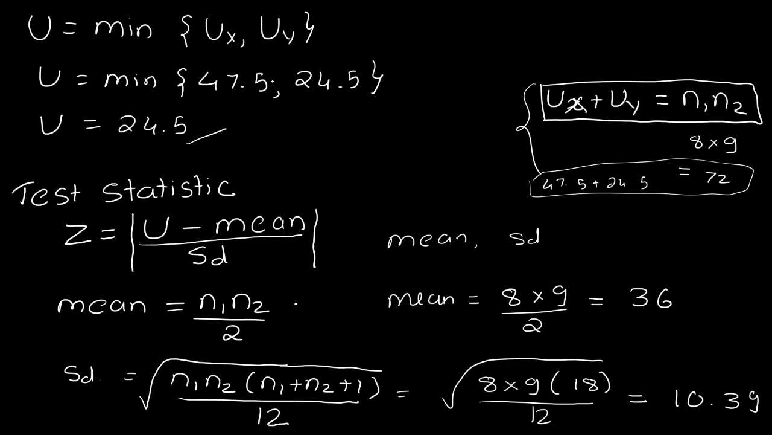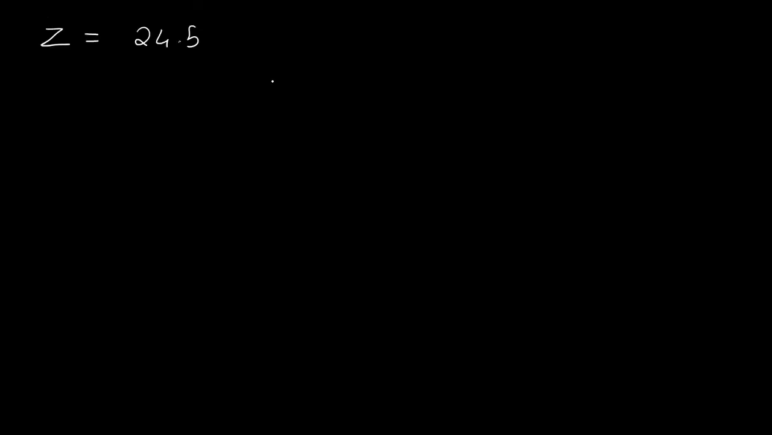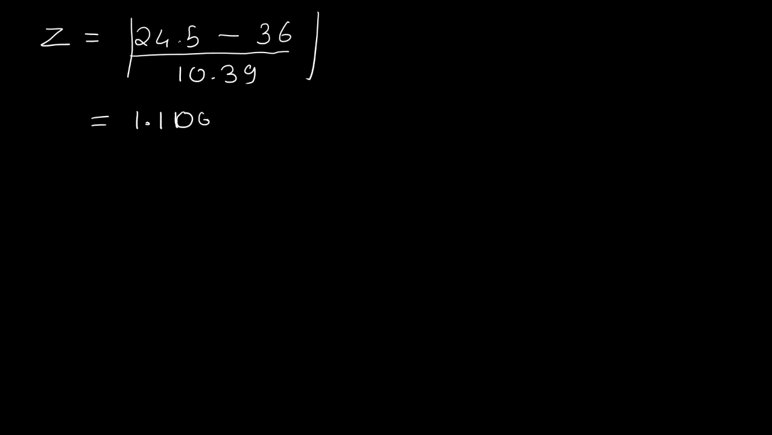Z is equal to U minus mean upon the standard deviation. U value is what? 24.5, which we have found. Okay, U we have calculated as 24.5. Next is writing the mean. Mean was 36, which we found, divided by the standard deviation, that is 10.39, and when you are taking the positive value, this comes out to be 1.106, that is 1.11.